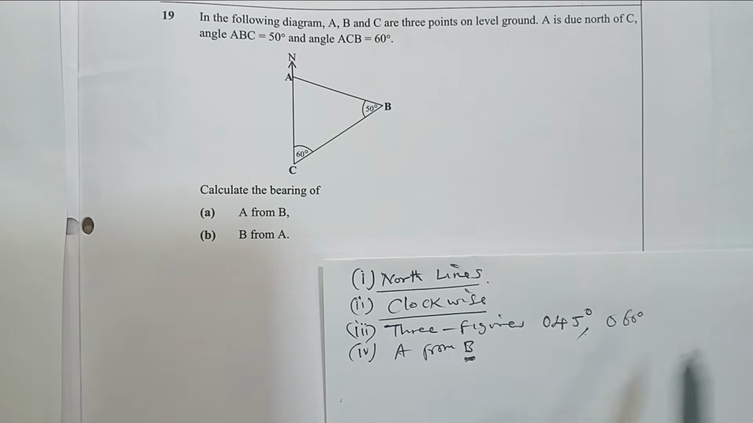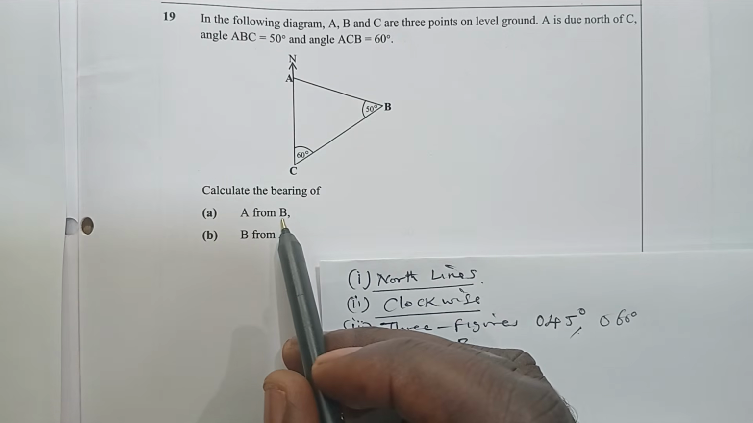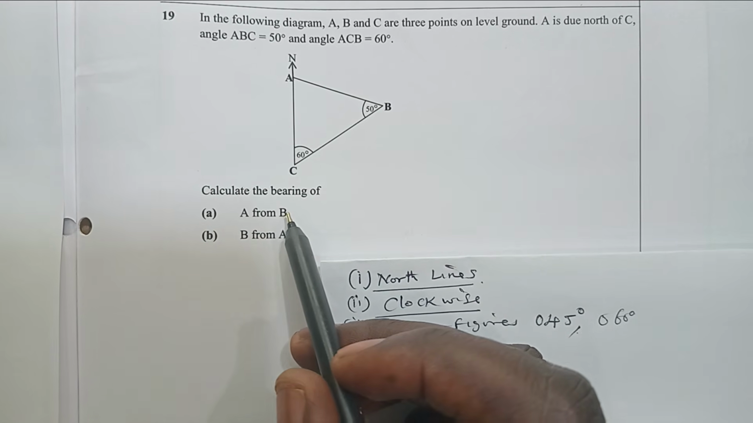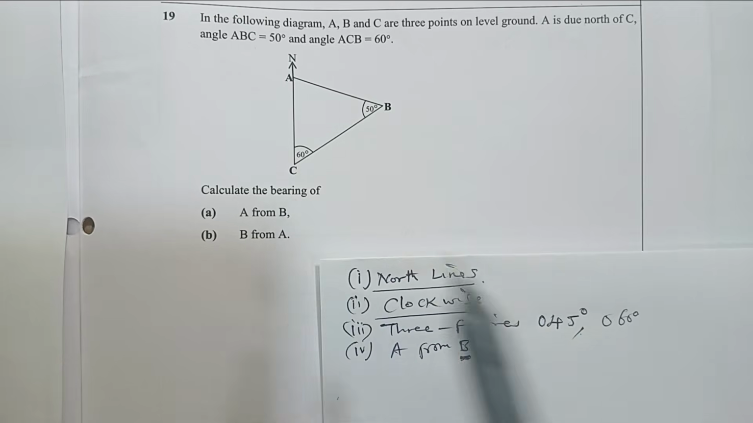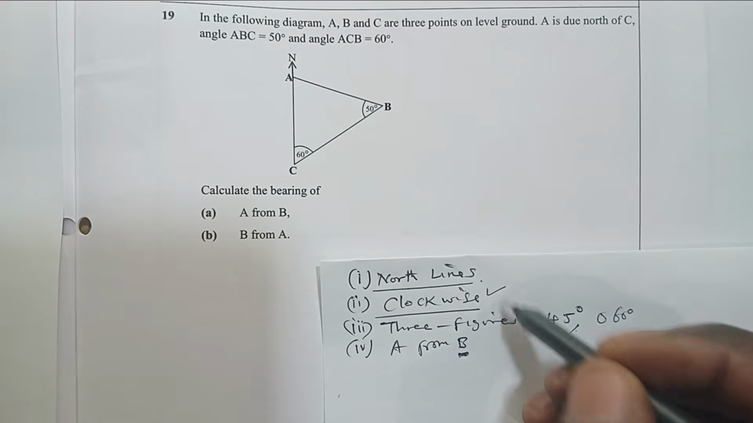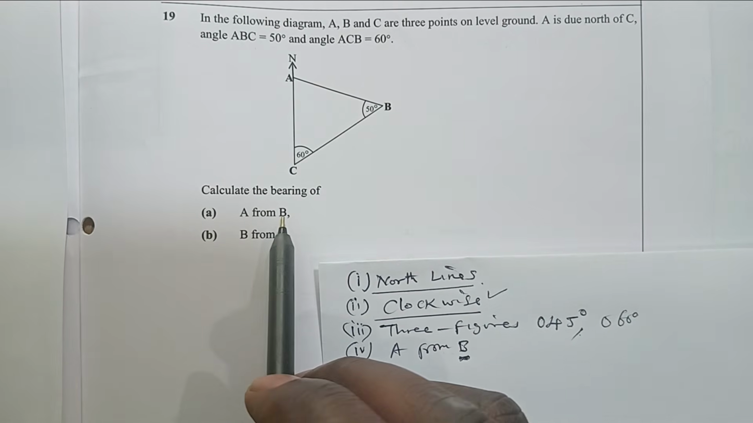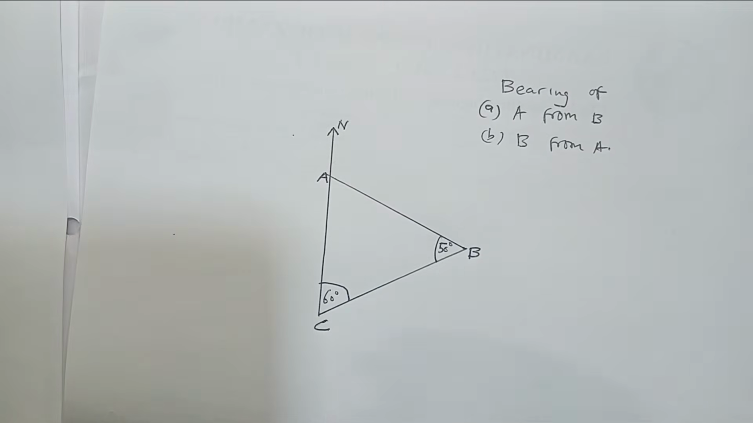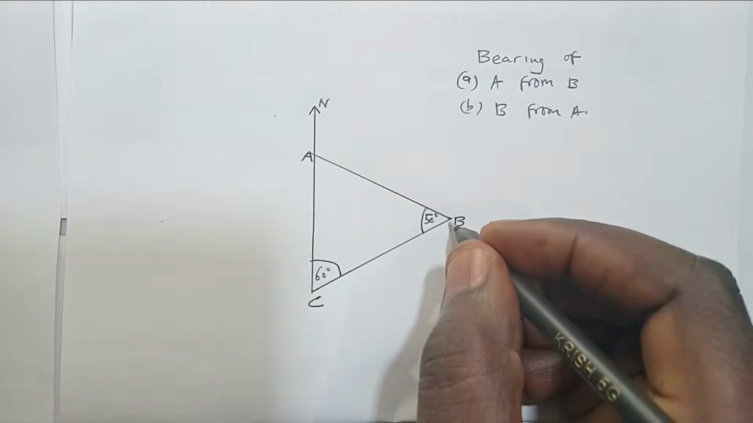So based on what we have discussed, A from B means the bearing is going to be measured at the point where B is, connecting the direction of the bearing, which is going to be clockwise, to the line BA. So we are saying it's going to be at B. Now for demonstration purposes, let's consider what we have here. So we are saying the bearing is going to be measured here.